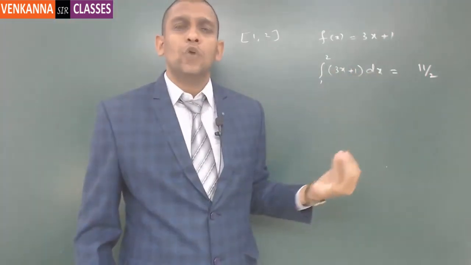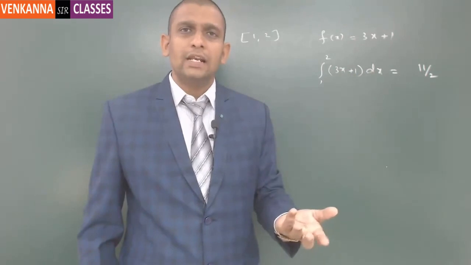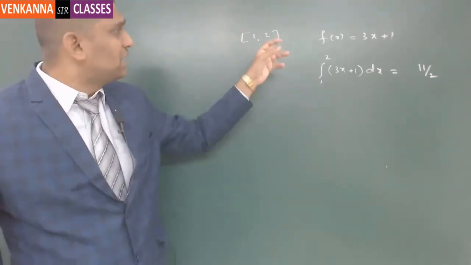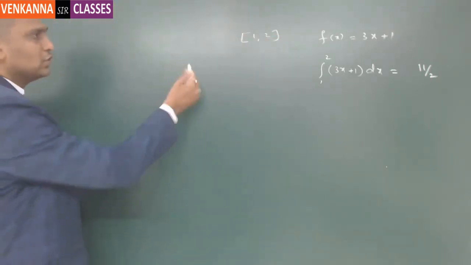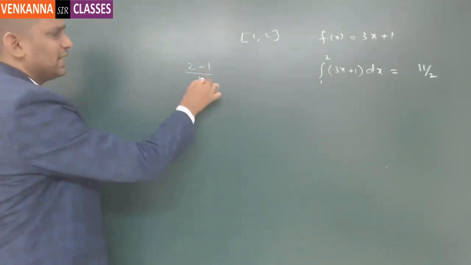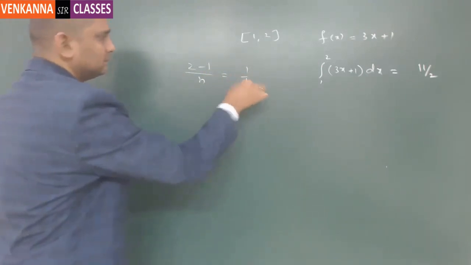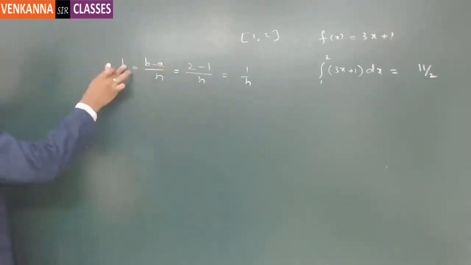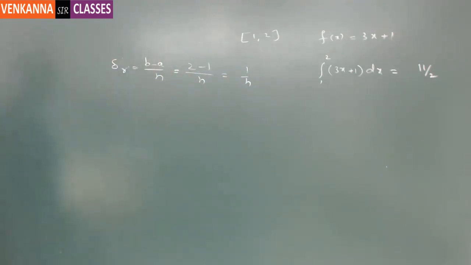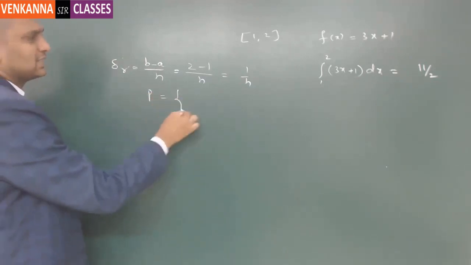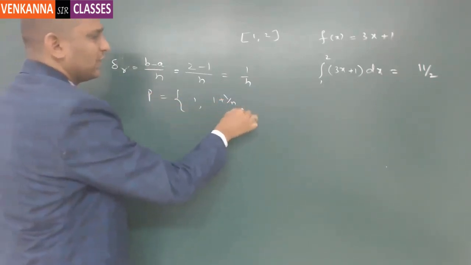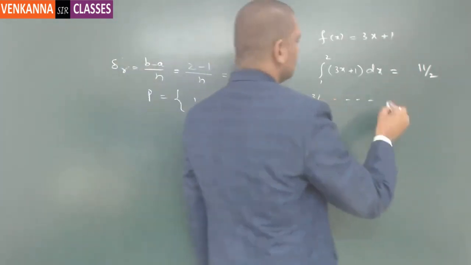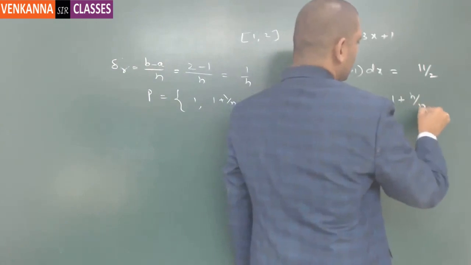So what we are going to do? We are going to calculate the lower integral as well as the upper integral. So first of all, we need to take a partition on the interval. Usually the partition will be taken as n parts. h is nothing but the delta r value. The partition will be taken as 1, 1 plus 1 by n, 1 plus 2 by n, 1 plus 3 by n, and so on, 1 plus n by n, nothing but 2.